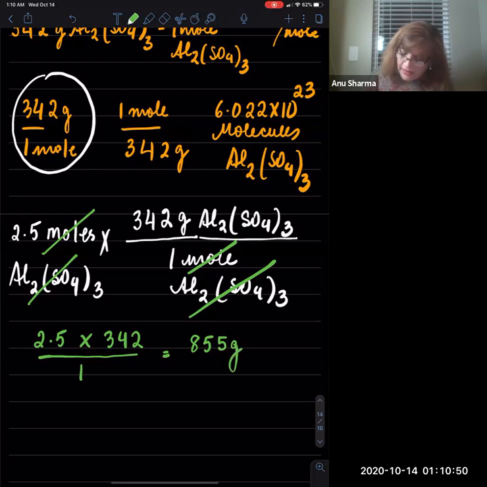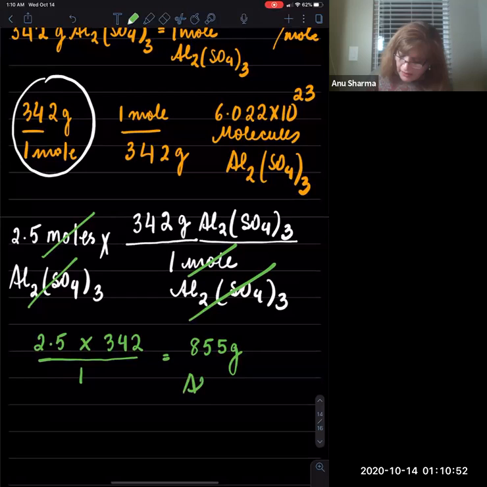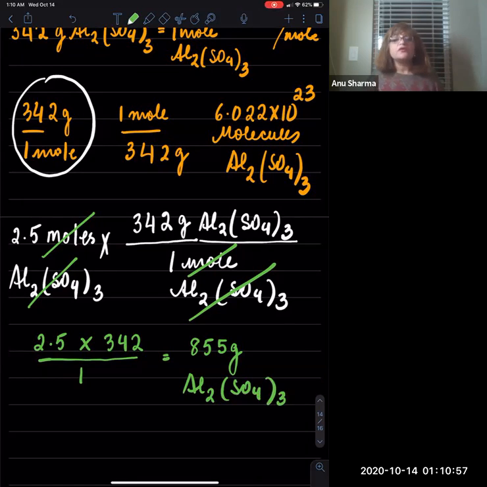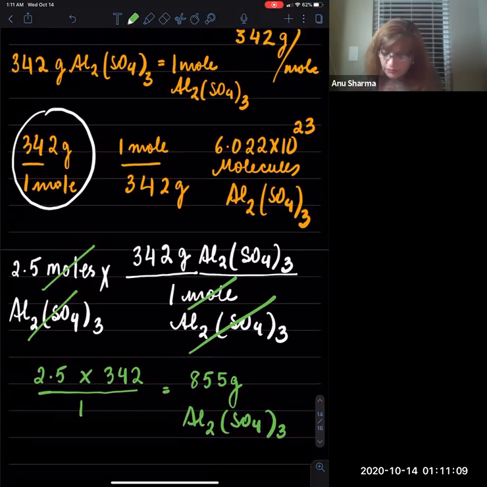855 grams of Al2(SO4)3. Okay, so this is the moles to grams conversion, grams to moles conversion. Then we looked at the concept of moles. We looked at the concept regarding the molecules and the atoms. And yeah, so this is like the basic stuff.